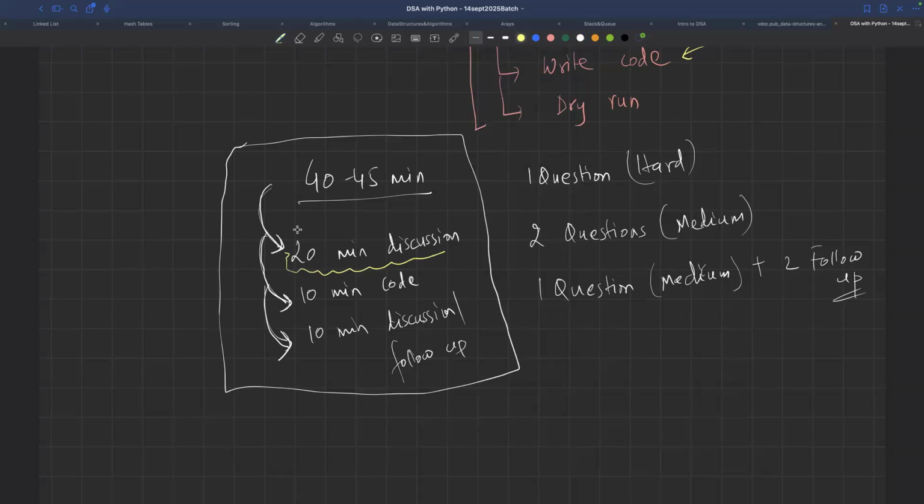Follow-up means whatever you have written, they will ask you about it. If this happens, then what will you do? If that happens, then what will you do? If you have not mentioned time complexity, space complexity, then they will ask what is the time complexity, space complexity. If I change this, then what will happen? If I change that, then what will happen? All those things.